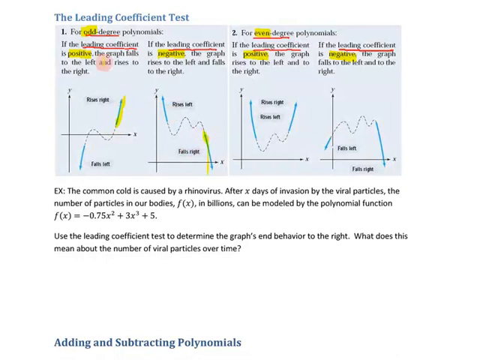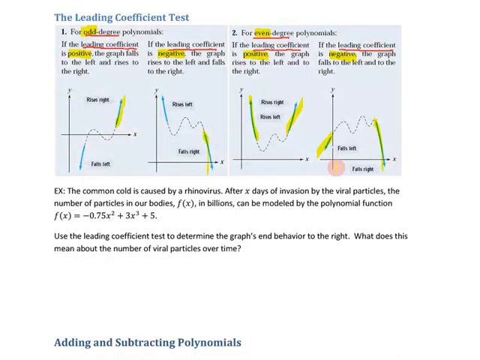Okay? So, if it's an odd degree polynomial and the leading coefficient is positive, that means as you go to the left it falls or it goes down. As you go to the right it goes up. Okay? If you have an odd degree and a negative coefficient for the leading term, then it's going to rise to the left and fall to the right. For an even degree polynomial, if the leading coefficient is positive, then they rise in both directions. Okay? And if the leading coefficient is negative for an even degree polynomial, they will fall or go in the negative direction on both ends.